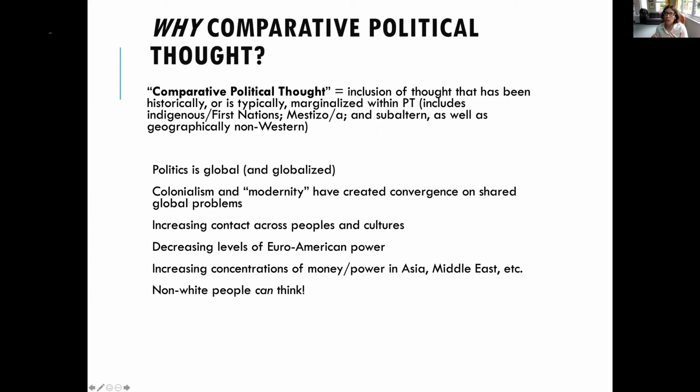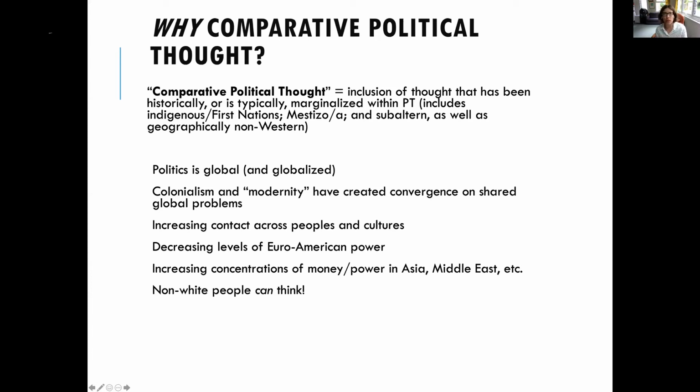A sort of geopolitical economic reason for political theory might be the decreasing levels of Euro-American power and the increasing concentrations of money and power elsewhere, shifting the power centers of the world away from Europe and the United States towards Asia, the Middle East, Africa, etc. And if that's the case, then we need definitely to think about what kinds of ideas people in these parts of the world have about politics. I think that's just, for a purely practical reason, we need to do that.